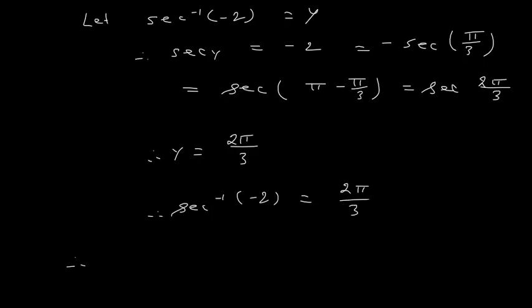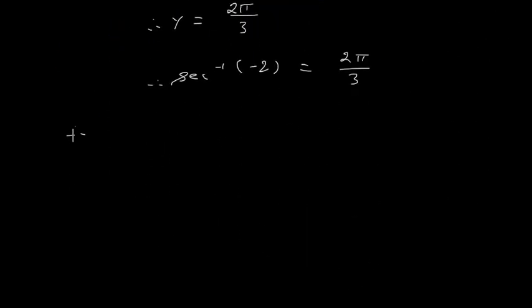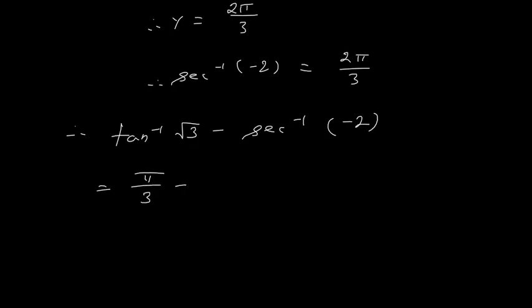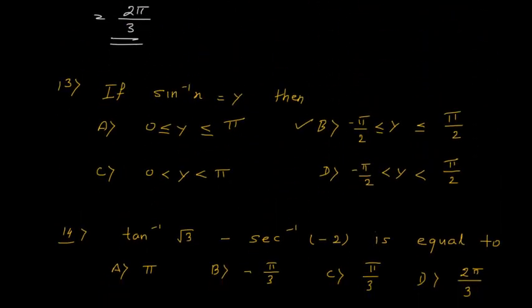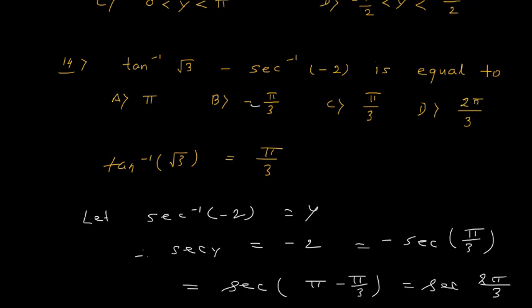So what do I have to find? I have to find tan inverse root 3 minus sec inverse minus 2. Tan inverse root 3 is pi by 3, minus sec inverse minus 2, which is 2 pi by 3. So this is minus pi by 3. Let us check. Minus pi by 3, yes, it is there. Your option B is the correct option. Option B is right.